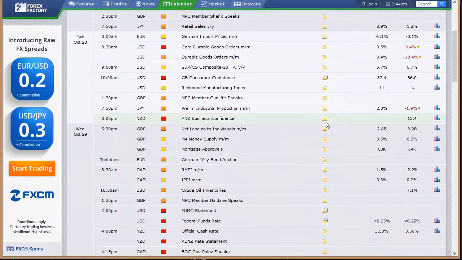Retail sales out of Japan Monday night. Going into Tuesday, German import prices, durable goods here in the U.S. We've got the S&P housing price index. We've got the CB consumer confidence number.